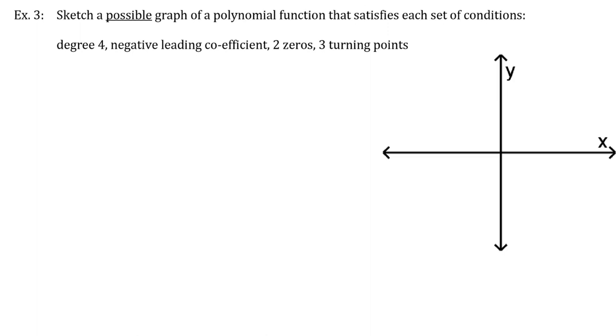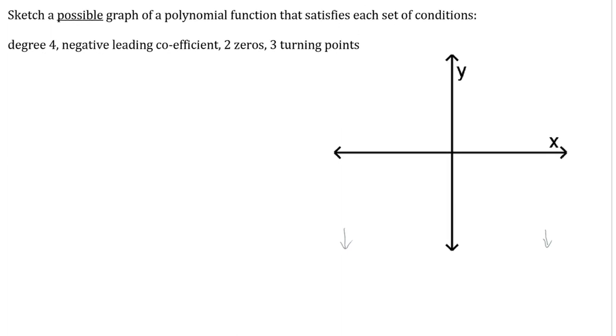Negative leading coefficient means what? Both down. So with those two details, sometimes what I do is pencil in the end behaviors. My graph is not necessarily going to match up with those, and I might erase them at the end, but I'm just marking it on my graph to remind myself what the end behavior has to be. And then next we have 2 zeros, so 2 x-intercepts, and 3 turning points.